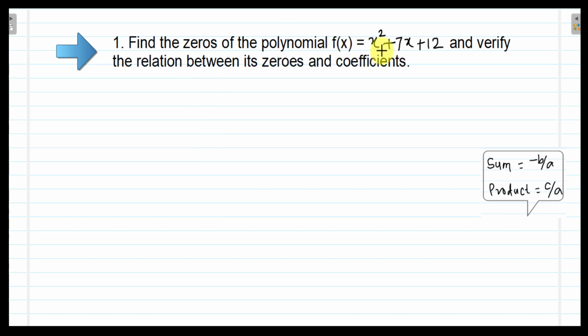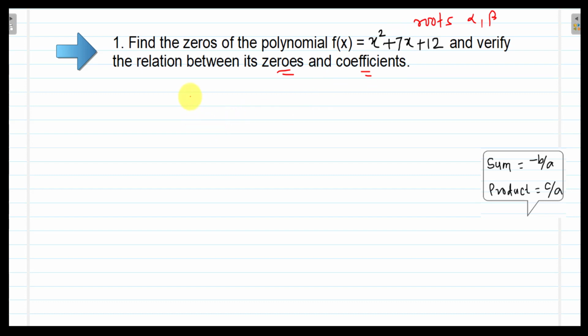Find the zeros of the polynomial x square plus 7x plus 12 and verify the relation between its zeros and coefficients. Friends, first of all you have to find the zeros of this polynomial x square plus 7x plus 12. It means you have to find the roots of this polynomial, that is you have to find the value of alpha and beta. And then you have to verify the relation between its zeros and its coefficients. So first of all we will find the zeros of the polynomial.